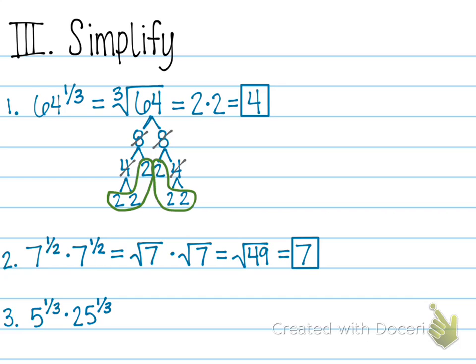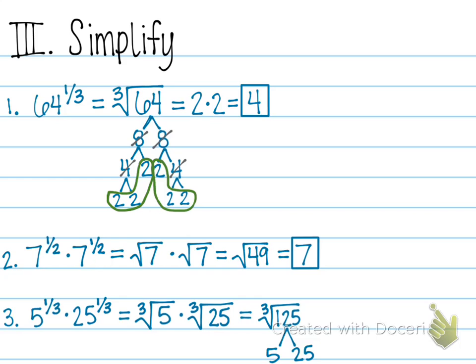Okay, number 3, we have 5 to the 1/3 times 25 to the 1/3. So we have a 1 as our exponent and 3's as our indices, our index. So we have the cube root of 5 times the cube root of 25. Again, as long as they have the same index, we can multiply what's underneath. So when we multiply, we get the cube root of 125. Now we need to factor.